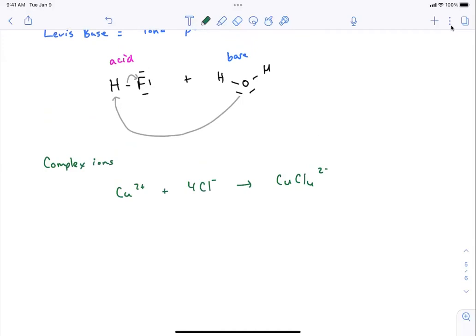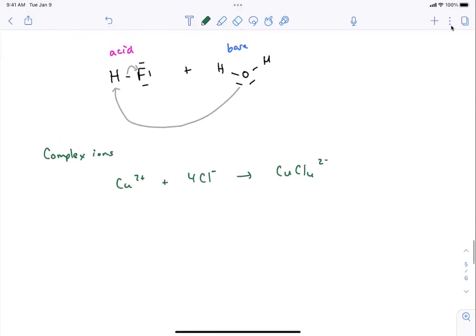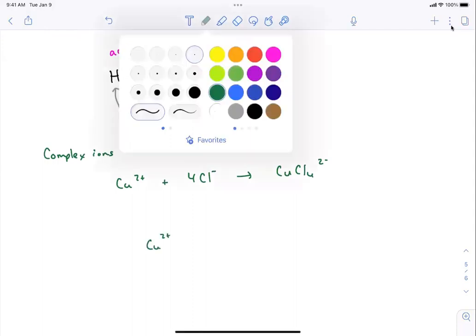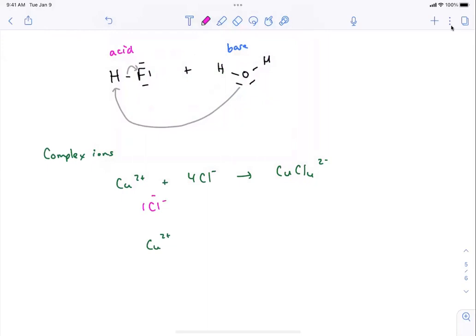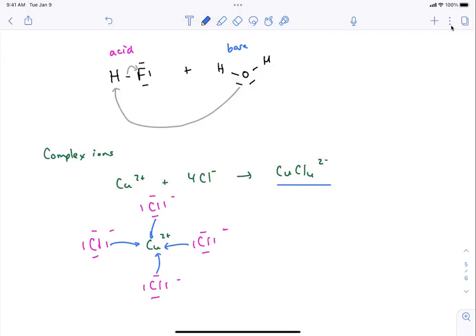So this doesn't look like an acid-base reaction with Bronsted-Lowry because there's no H being transferred. But when you actually look at what's happening here, the Cu is positioned in the middle, and each Cl with its negative charge is donating a pair of electrons to bond with the Cu, which is how that CuCl4 2- species is formed.